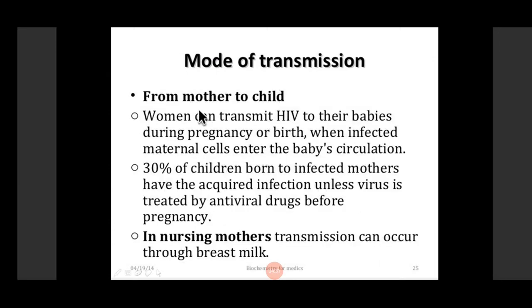Okay. So, another mode is from the mother to fetus. This is called vertical transmission. 30% of children born to infected mothers acquire infection unless the mother is treated with antiviral drugs before the pregnancy. So during the pregnancy and at the time of childbirth, at any time from mother to fetus, infection can happen, especially if the mother has not taken the antiretroviral drugs. So mother to child is called vertical transmission, and sometimes even from the nursing mother through breast milk transmission can happen.